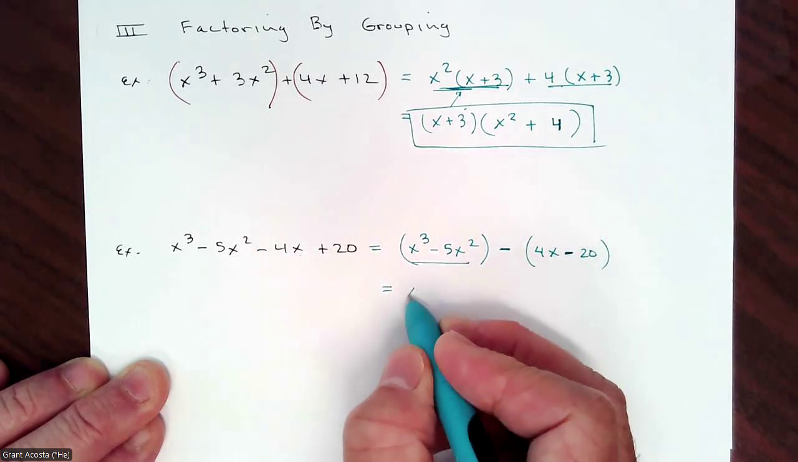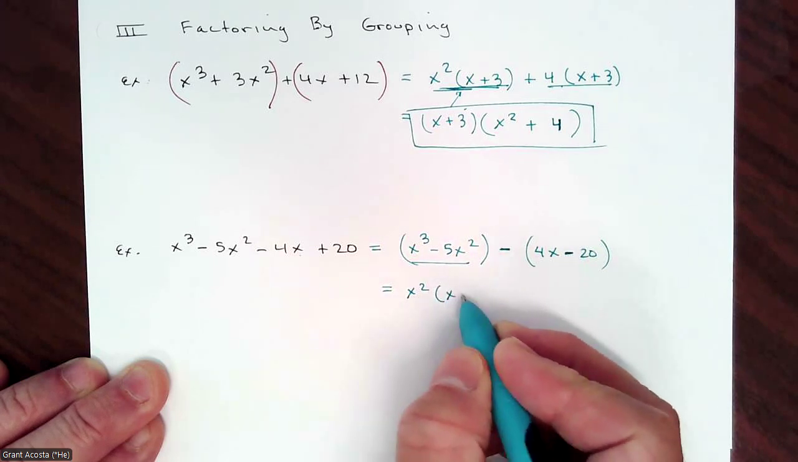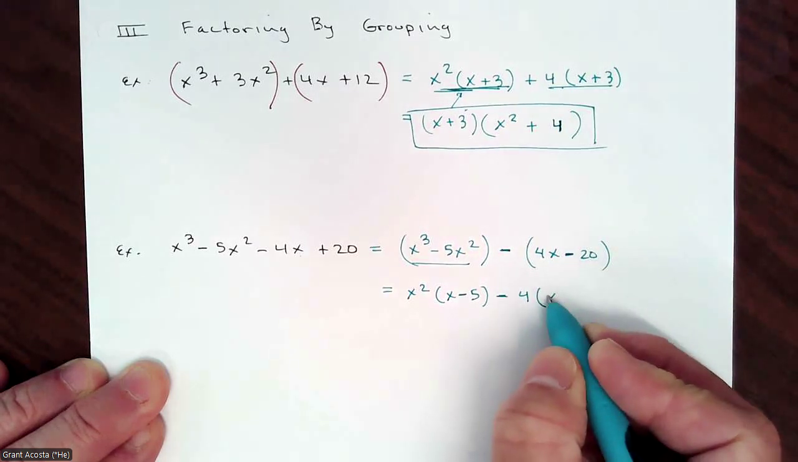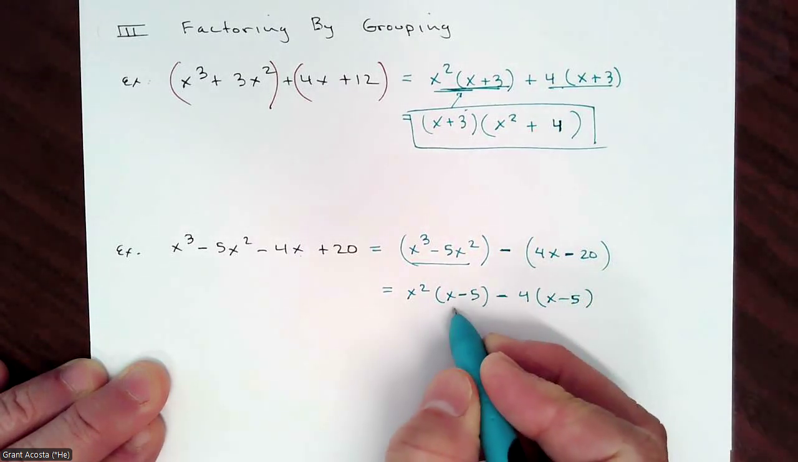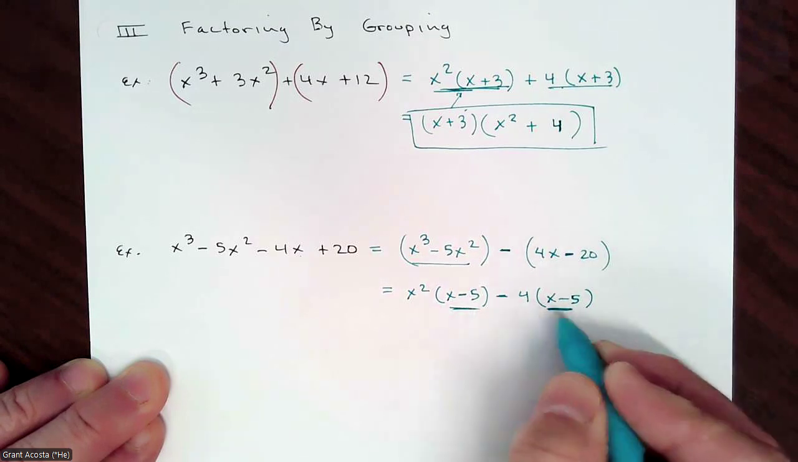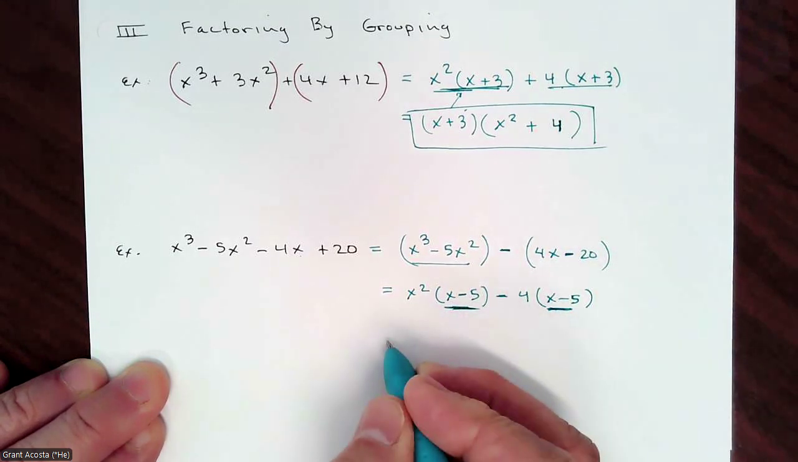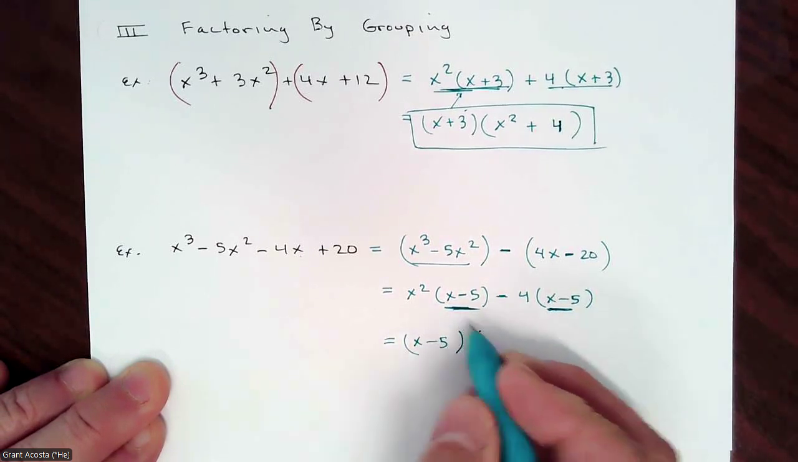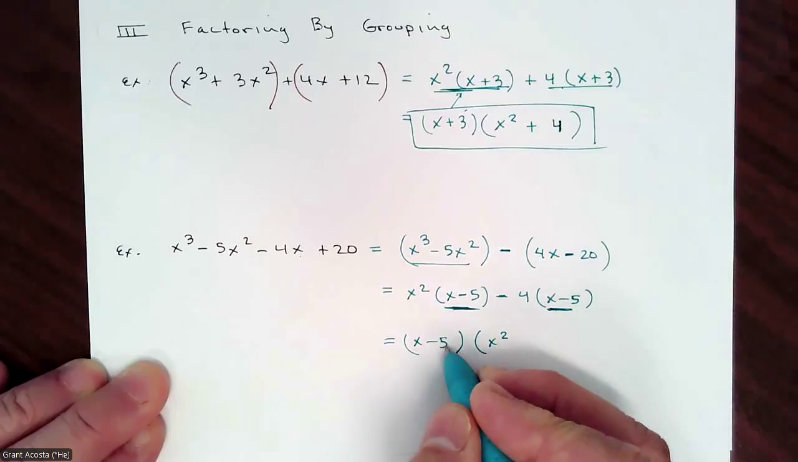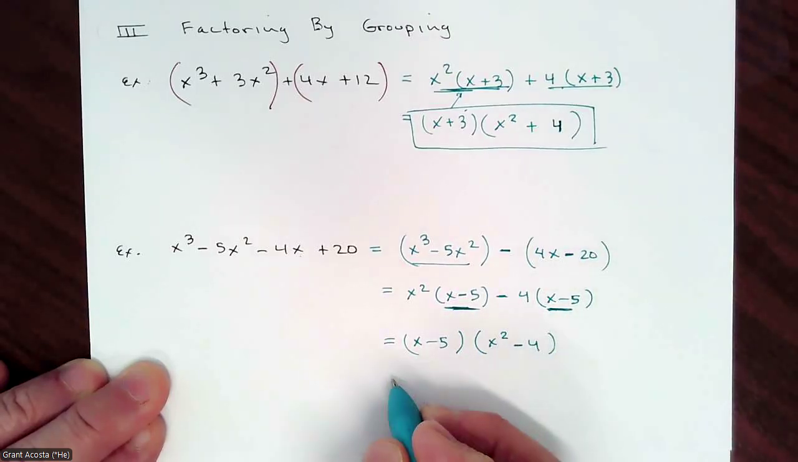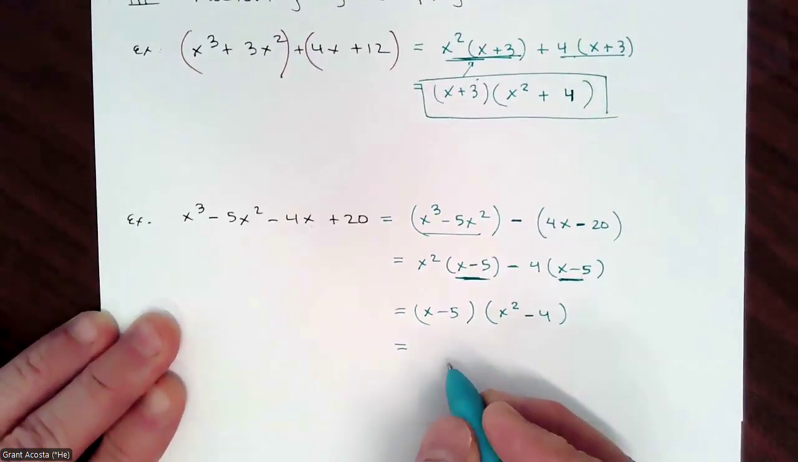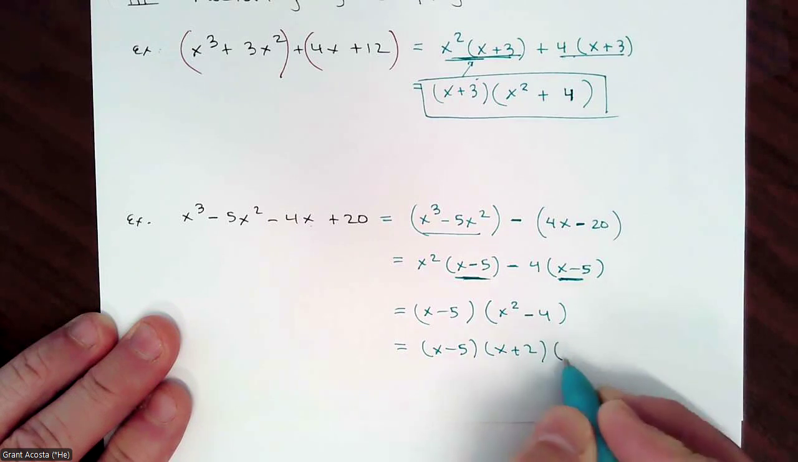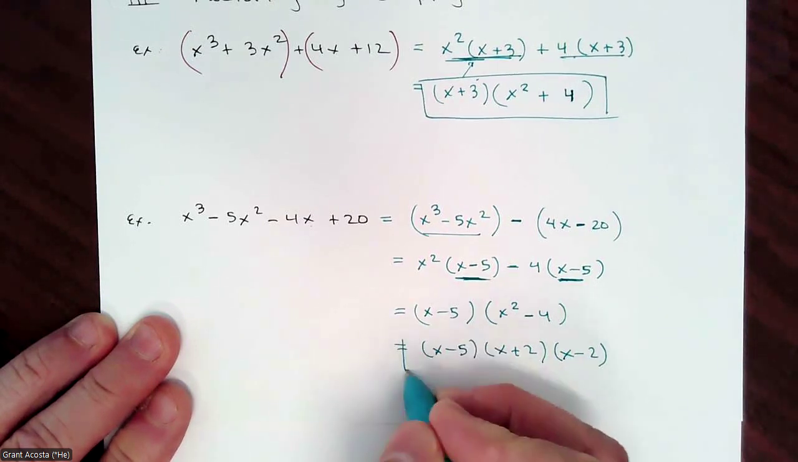From this term, I can take out an x squared, leaving x minus 5. From this term, I can take out a 4, which also leaves you with x minus 5. See, this technique relies on the fact that you get a common factor when you do that, because then I can take out x minus 5 and be left with, from here, x squared, from here, minus 4. And that actually is a difference of squares. So factoring that completely, it's x minus 5 times x plus 2 times x minus 2.